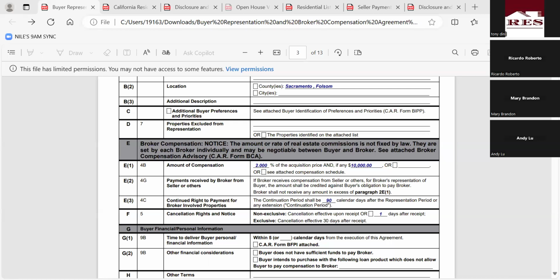Yes. If they call you and say, hey, I want 2.5, or insist on 2.5, your answer is no, the seller has shown interest and willingness to pay up to 2%.